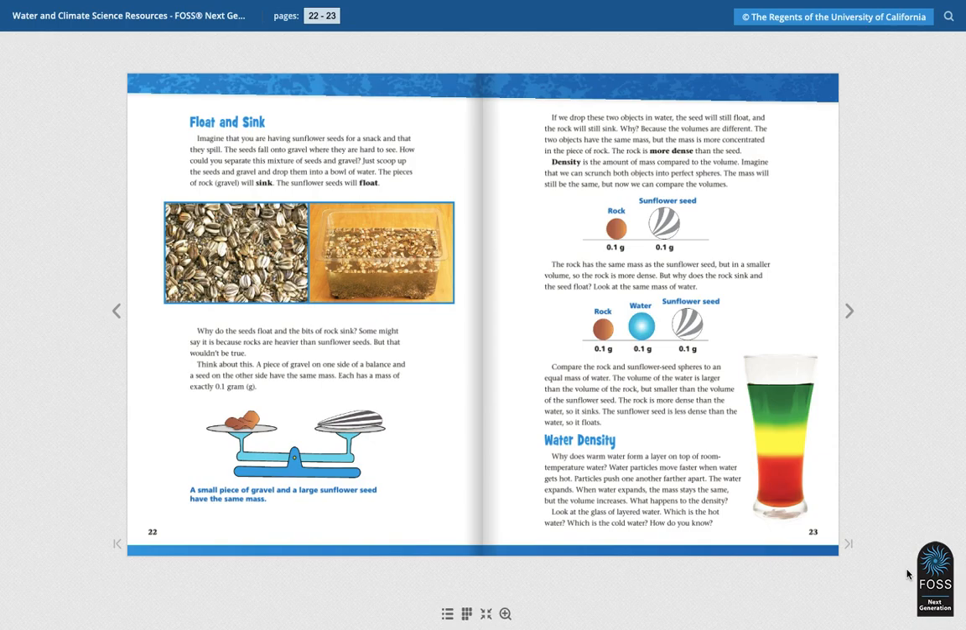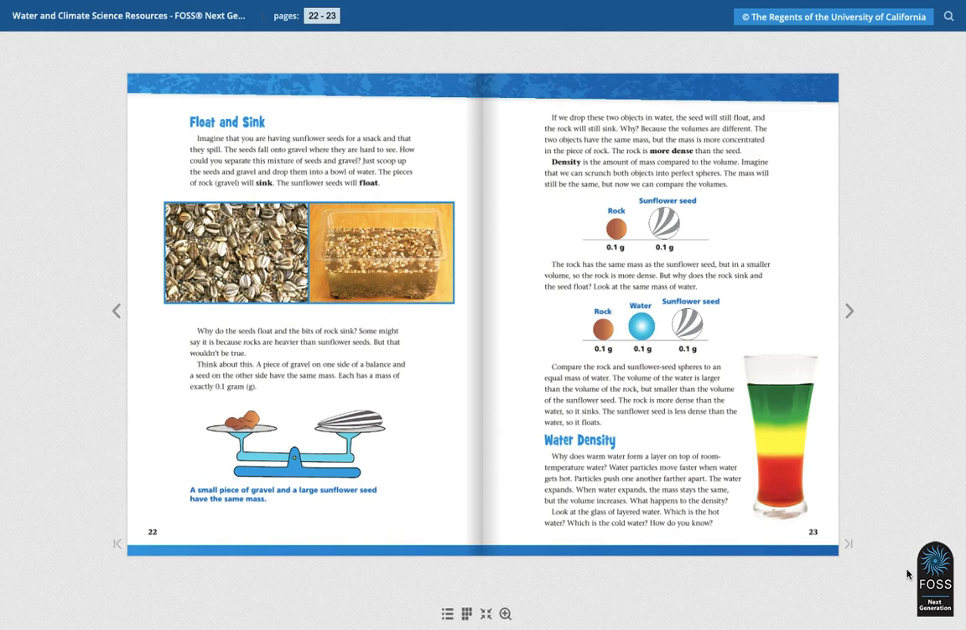Look at the same mass of water. So there's water right in the middle, so they all weigh 1/10 of a gram. Compare the rock and sunflower seed spheres to an equal mass of water. The volume of the water is larger than the volume of the rock, but smaller than the volume of the sunflower seed. The rock is more dense than the water, so it sinks. The sunflower seed is less dense than the water, so it floats.